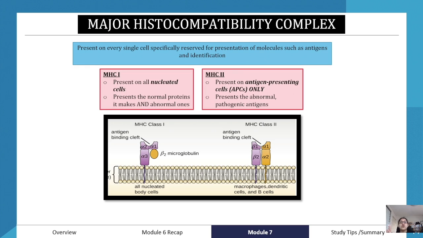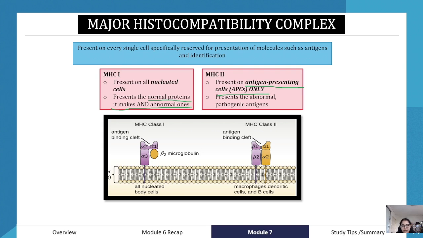So there are two types of histocompatibility complex. The first one is present on all nucleated cells, and it presents the normal proteins it makes and the abnormal ones. So what that means is it shows the immune cells that, okay, these are the normal cells. MHC2 is only present on antigen presenting cells, and those are known as the APC. And what happens is they present the abnormal pathogenic antigens.